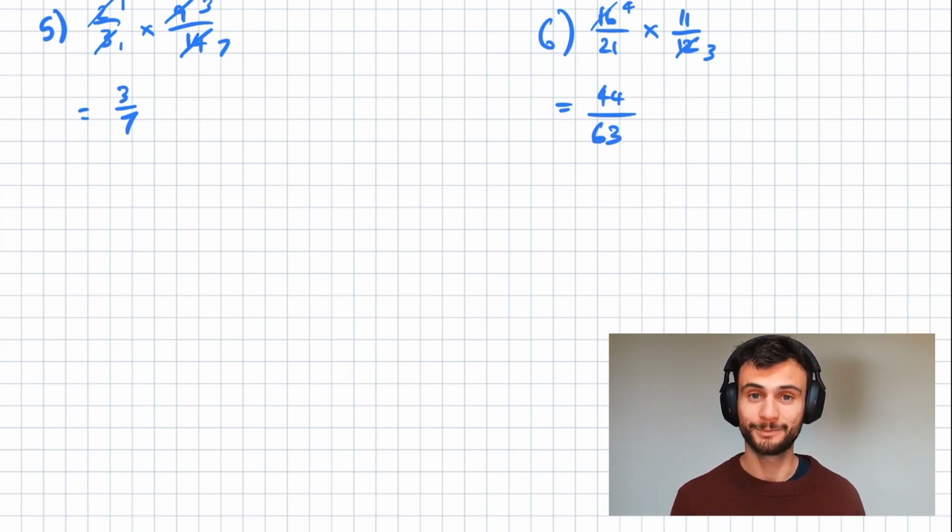And if you don't believe me, what you can do is prime factorize the numerator, prime factorize the denominator, and you will see that there are no common factors on the numerator and the denominator.